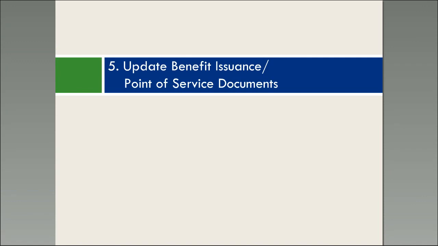The last step is to update the benefit issuance and point of service documents. This should really be done at the same time that you send the approval or denial. Your benefit issuance document is your list of free and reduced students that also includes how the eligibility status was determined. If you have a computer system that you enter your eligibilities, then this benefit issuance document is within your computer system. The point of service document is the document at the point of service that lists the student's eligibilities.